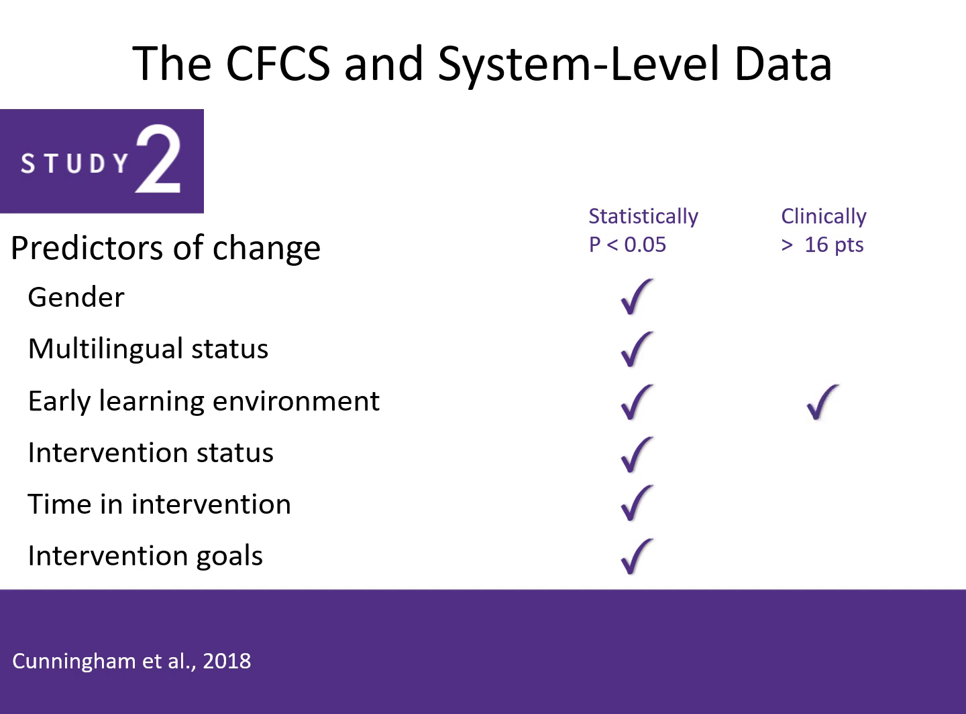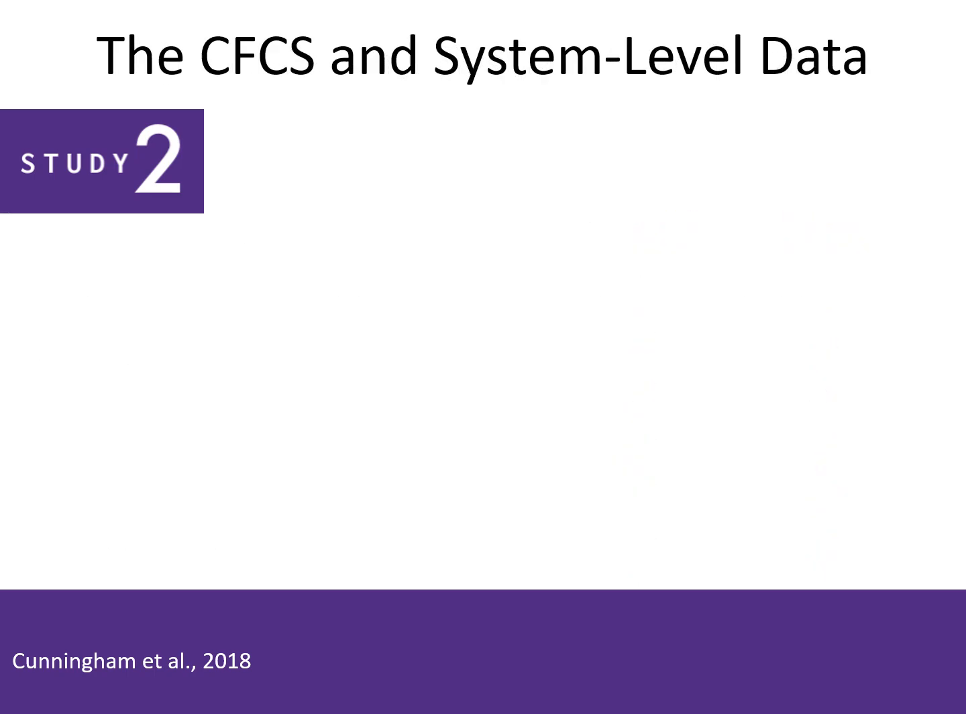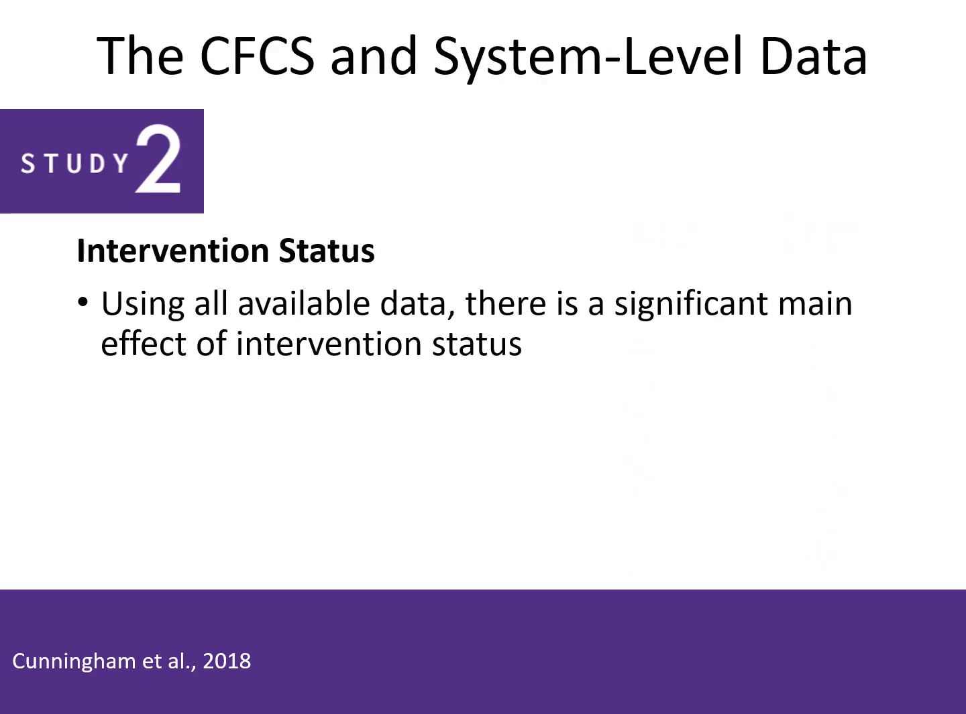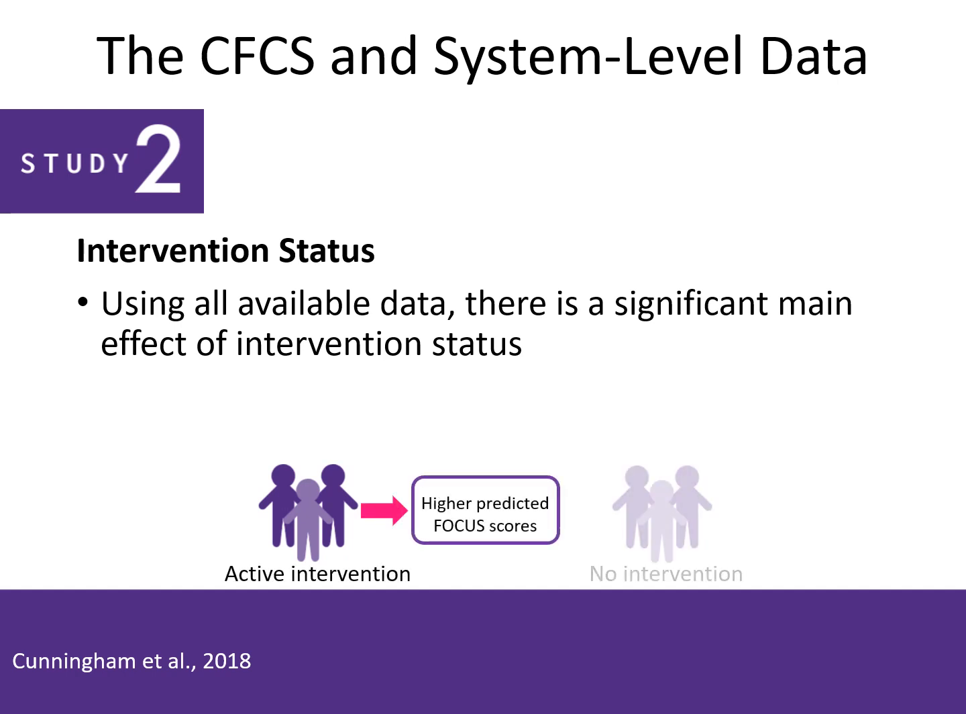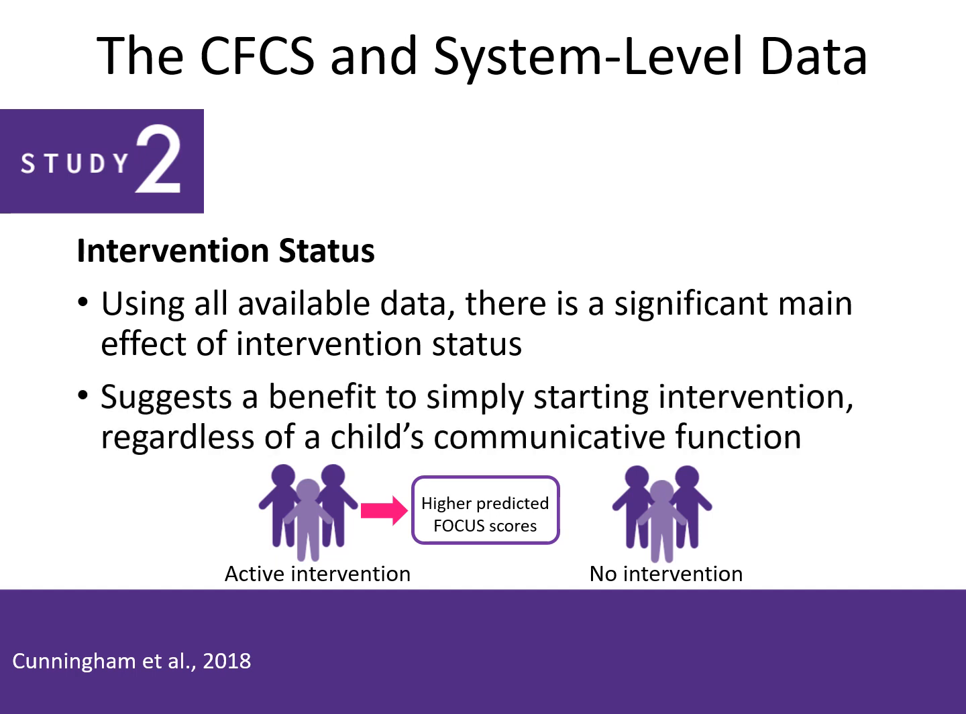Participation in an early learning environment, whether children were receiving some form of active intervention, how much time children had spent in intervention, and intervention goals. Of those variables, intervention status is used to illustrate the benefit of incorporating CFCS classifications into system-level analyses. Using all available data, there was a significant main effect of intervention status on children's communicative participation skills. This means that children receiving some form of active intervention had higher predicted scores on the FOCUS than those who were not receiving any treatment, and suggests a benefit to simply starting intervention regardless of a child's level of communicative function.